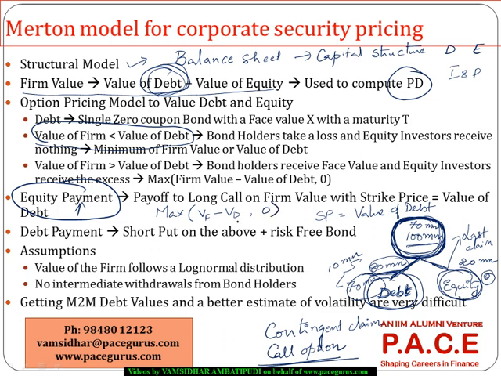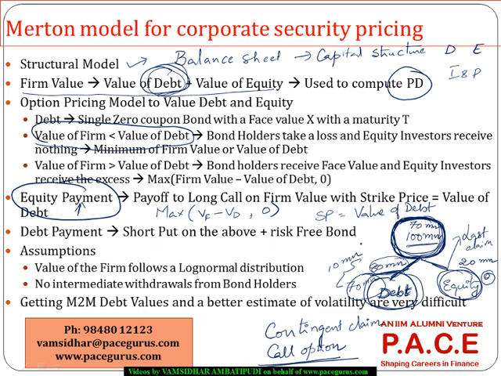If the value of the firm is greater than the value of the debt, he is going to get the difference, and if the value of the firm is less than the value of the debt, he is going to get 0. So it can very well be modeled as a long call option on the value of the firm with a strike price equal to the value of the debt. That is what we talk about as the equity investor's payment.